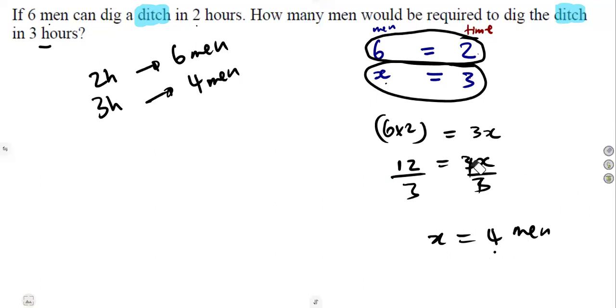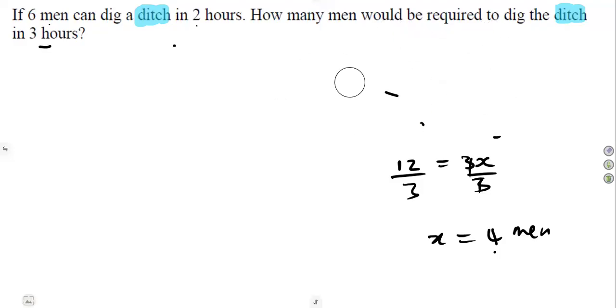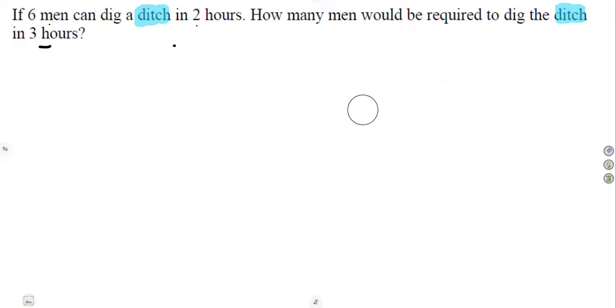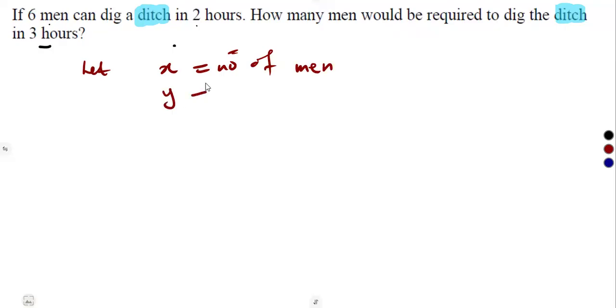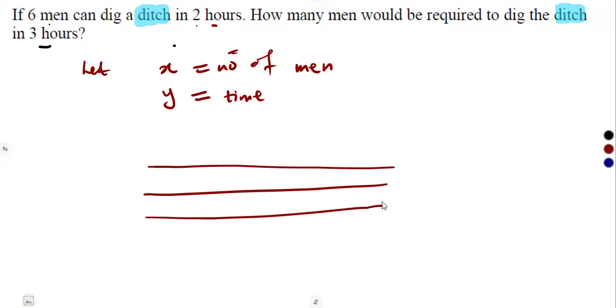So nothing has changed, guys. Using this concept now of our indirect proportion, using the table method, this is what you're going to have. You name your quantities. Let X represent the number of men and Y represent another quantity, which is the time given in hours. So we're going to have our table like this using the table method. That's another way, from our indirect proportion concept. So this is X, this is Y like this.